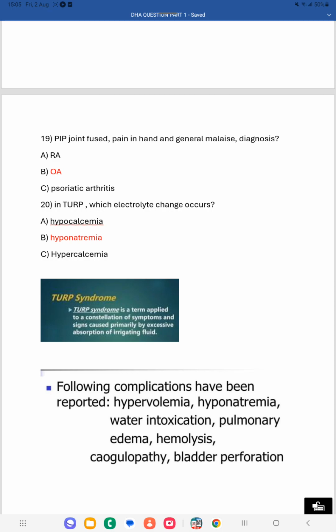Then along with that you will be getting hypervolemia, because too much fluid gets inside the body, so the volume of blood has increased, resulting in hypervolemia. Then it results in pulmonary edema, hemolysis, coagulopathy and bladder perforation. These are the other complications you will be getting due to the TURP surgery. So question number 20 was, in TURP which electrolyte change can you see? It is hyponatremia. Next questions we can see in the next video.